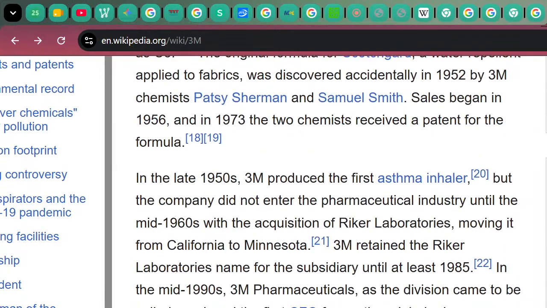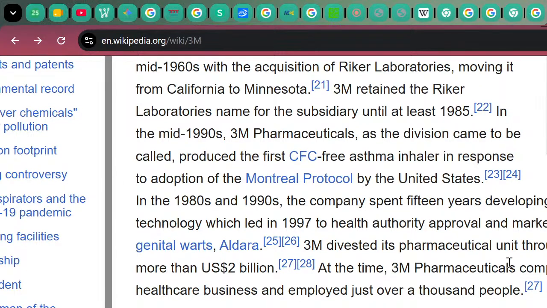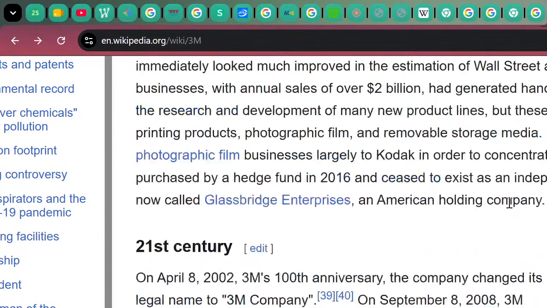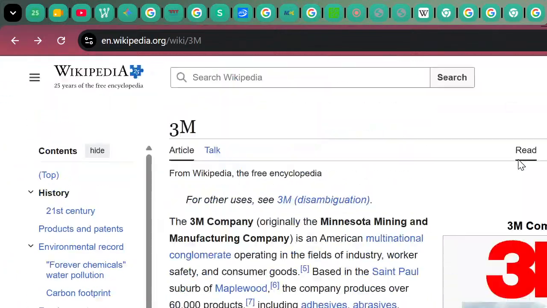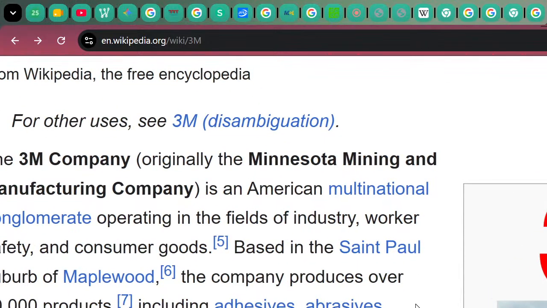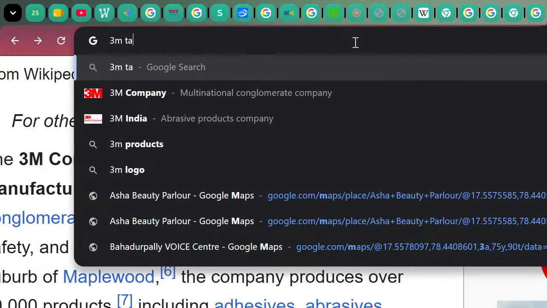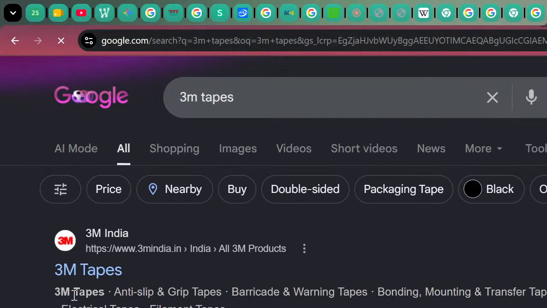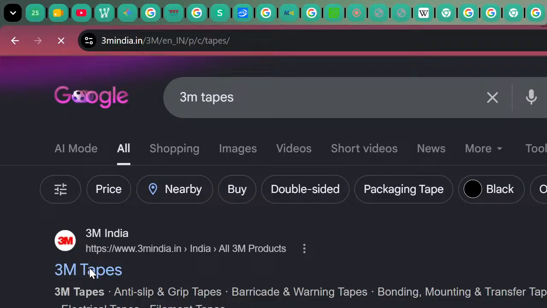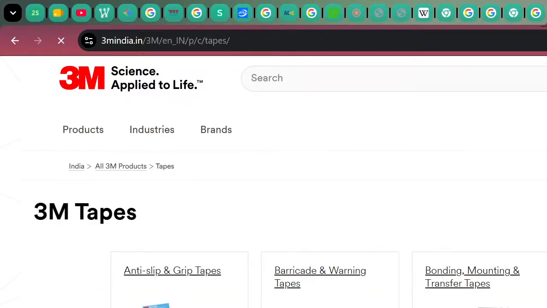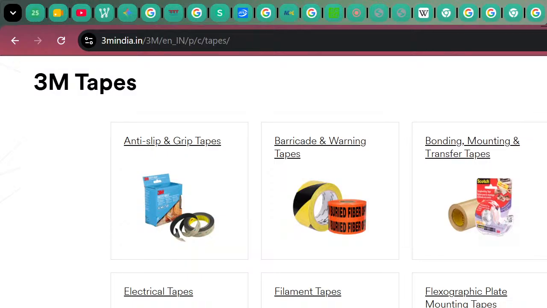Finally, they started producing many asthma inhalers and worked on many kinds of things. Coming to the relation with our topic, they produce something called 3M tapes. I told you this much information because 3M tape is widely used. If you search for 3M tape, you will get so many tapes, on 3mindia.in, their official website. All these are different kinds of tapes.